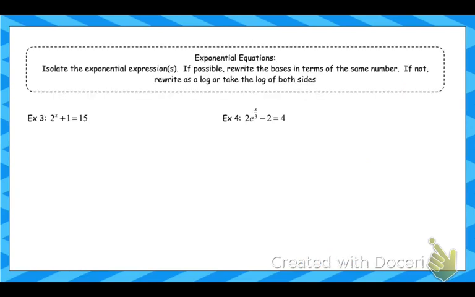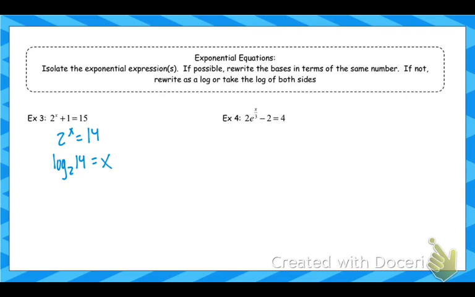All right, so now let's look at a couple that are a little bit different. So these are ones that we are not going to be able to rewrite in terms of the same base. So what we want to do here, if it's possible, is get the exponent base by itself. So on this first one, I'm going to get 2 to the x by itself by subtracting 1. At this point, I can just rewrite this as a log. So this would be log base 2 of 14 is equal to x.